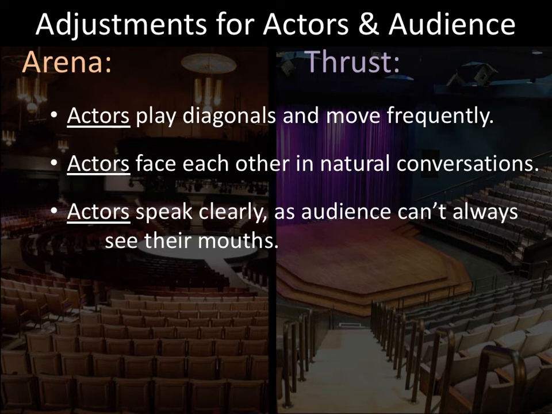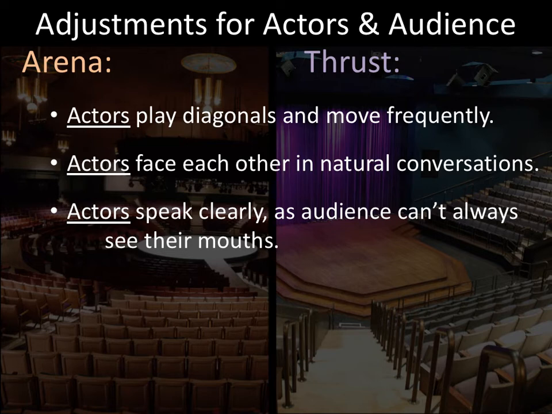They tend to stand diagonally across from one another and move frequently so that the audience member doesn't feel like they got a seat behind a column. Moving frequently is important so you're never playing only to one side of the audience. Every audience member wants to have the same experience, so the actors have to facilitate that by moving frequently and playing diagonals. Also, how do actors face one another?